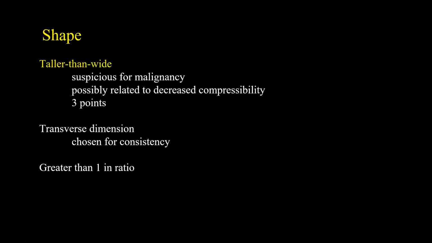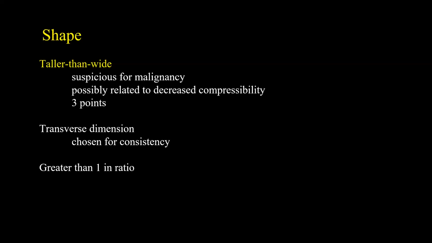The next thing that we will look at is the shape of the nodule. And there's 2 categories here, taller than wide or wider than tall. Taller than wide is suspicious for malignancy based on the literature. They think it may be related to decreased compressibility of the nodule. And if you notice this with your nodule, then it's going to be given 3 points, as opposed to wider than tall, which will be 0 points, because that's more consistent with a benign nodule.